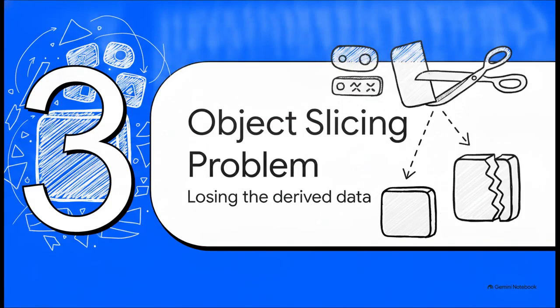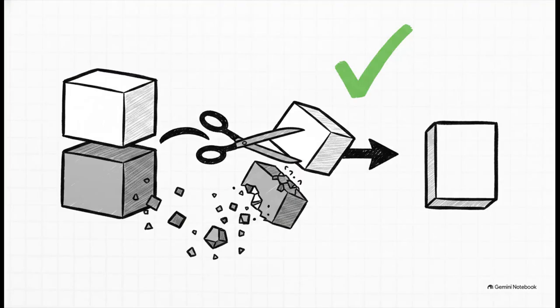Which brings us to Section 3. The object slicing problem, losing the derived data. Okay, read this crucial rule with me. When assigning a derived class object to a base class object, the system will only copy the data of the base class. The derived portion is completely discarded, tossed right in the trash. I can't stress this enough. Forgetting this exact mechanism is exactly where most compile time errors pop up on those tricky assignment questions.